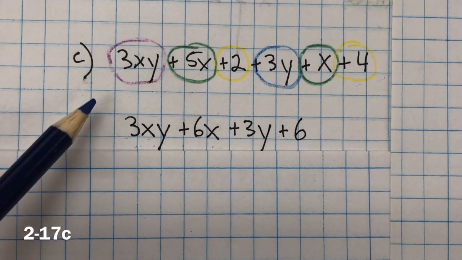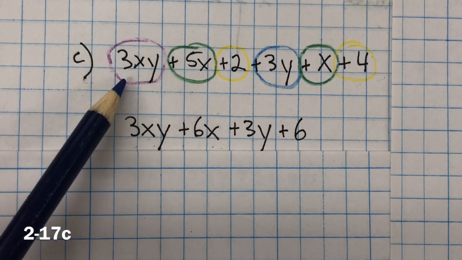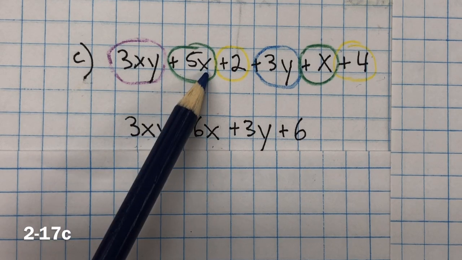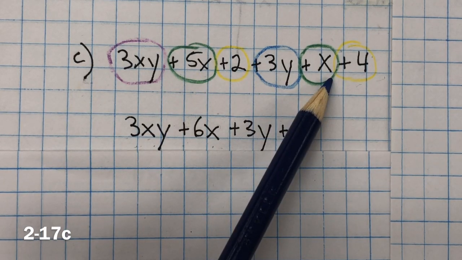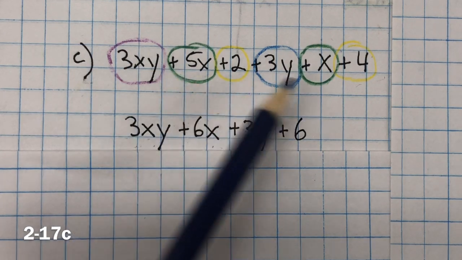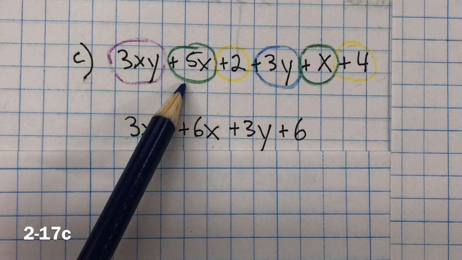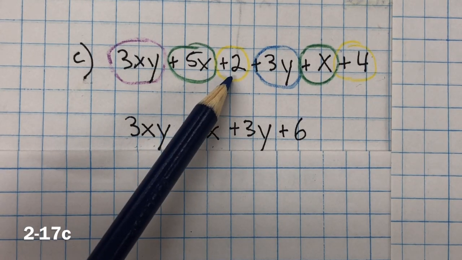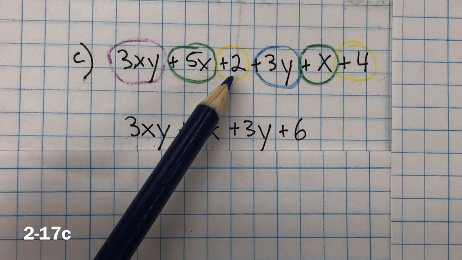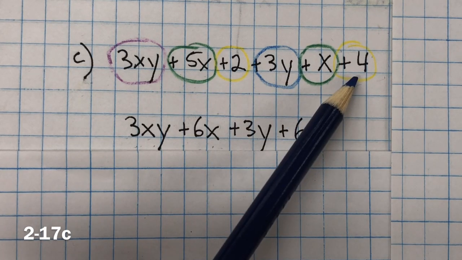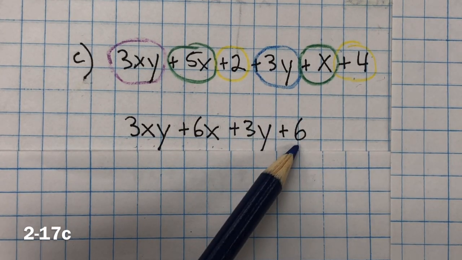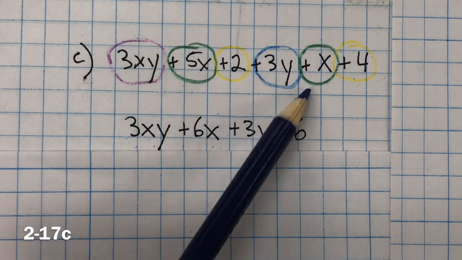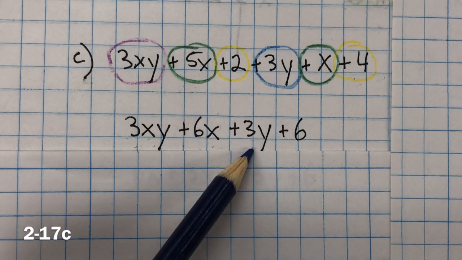For 217c, we have 3xy. There are no other xy's. You have an x. There's one additional x. So we can combine these two terms. 5x plus x equals 6x. Here's 2, a unit, so 2 units plus 4 units equals 6 units. And then we have a y. There are no other y's, so it's 3y.